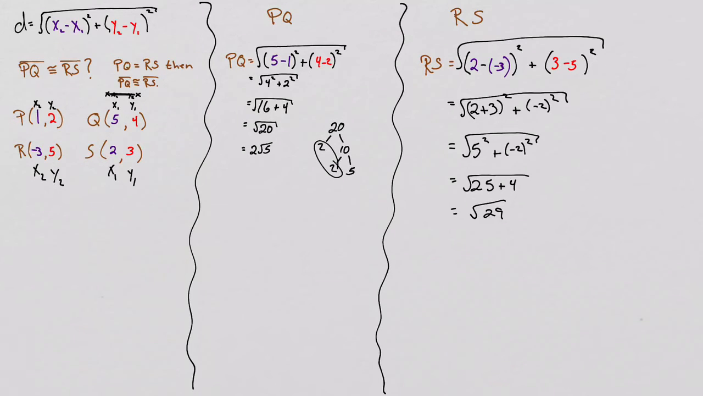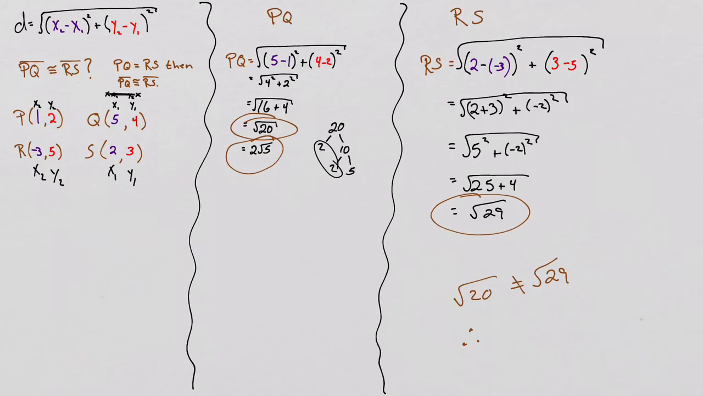Well, when I compare this answer with this answer, we can see that the square root of 20 does not equal the square root of 29. Therefore, remember these three little dots up here mean therefore, segment PQ is not congruent to segment RS.